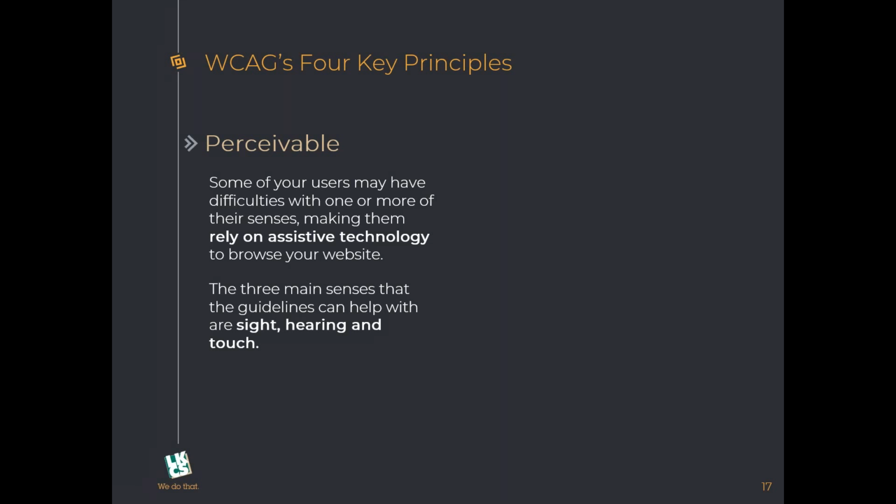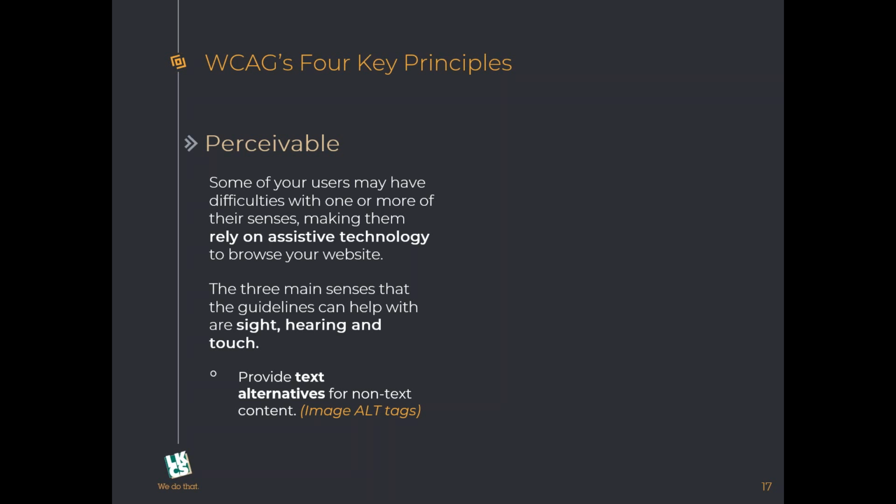So again, we're going to go over the key principles of the WCAG 2.1 guidelines and discuss it a little bit. So, perceivable. Some users may have difficulties with one or more of their senses, making them rely on assistive technology to browse the website. The three main senses that the guidance can help with are sight, hearing, and touch.